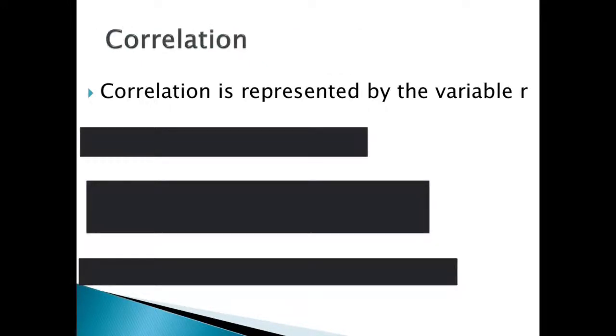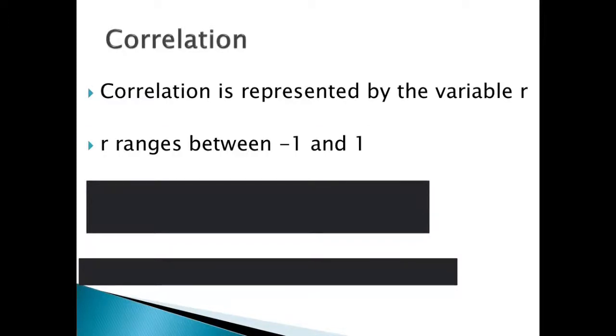Once we have all of our scatter plots, we now need a way to relate them to each other or a way to compare them. So we have correlation. Correlation is represented by the variable r. Our correlation values range between -1 and +1. A correlation value of +1 or -1 is a perfect relationship, which means it is a perfect positive line or a perfect negative line. An r value of 0 means that it has no relationship.